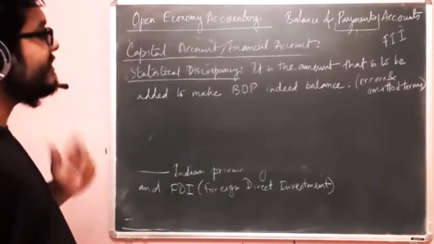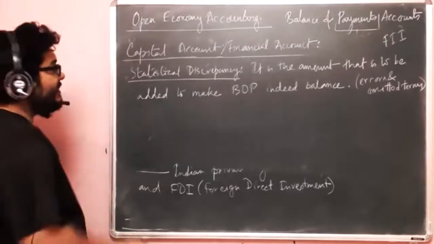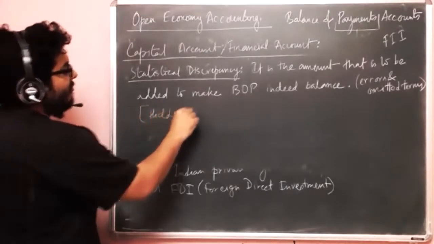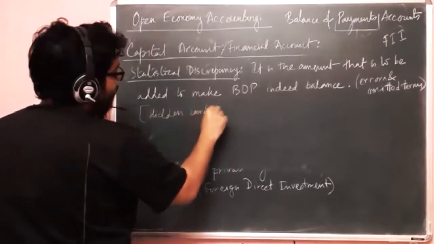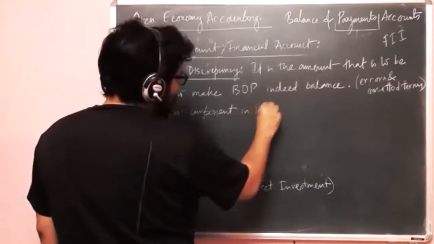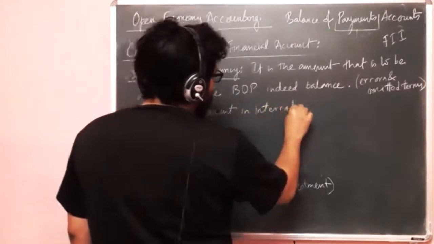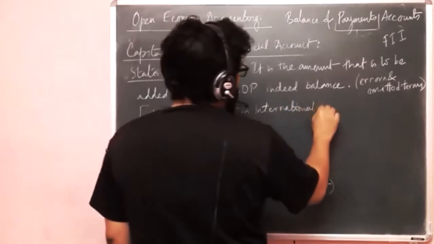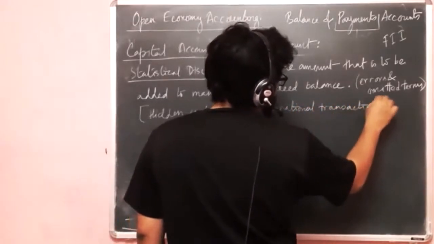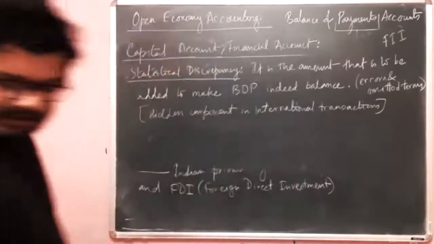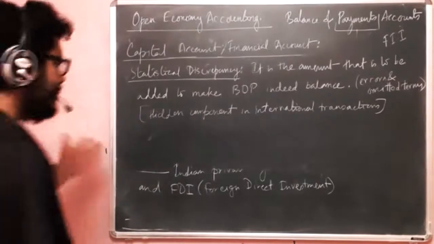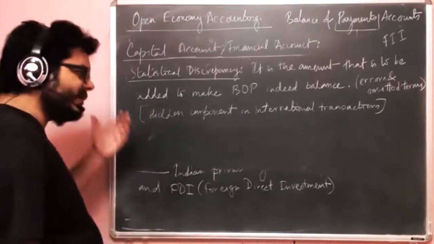Now, why is this needed? This is needed because there are some hidden transactions in international transactions. There is a hidden component, and this is something that is not very easy to understand. So we can keep it like this, that there is indeed this component.